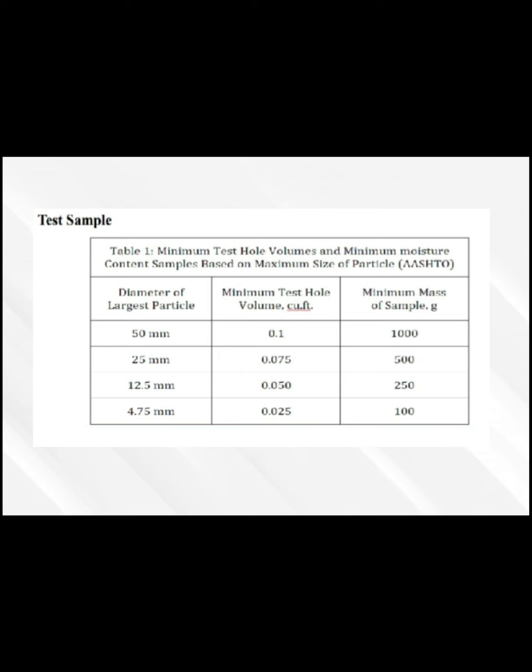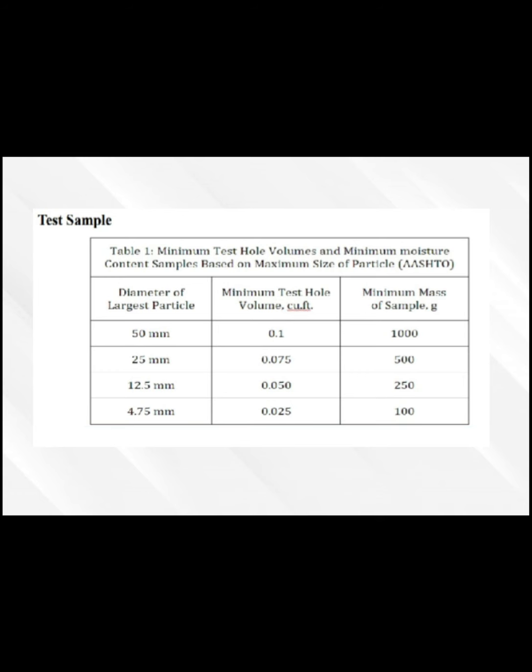For the test sample, we can see here in Table 1 the minimum test hole volumes and minimum moisture content samples based on the maximum size of particle, AASHTO. So the diameter of the largest particle, the minimum test hole volume in cubic feet, and the minimum mass of sample in grams.